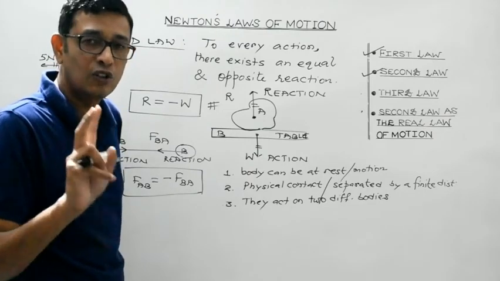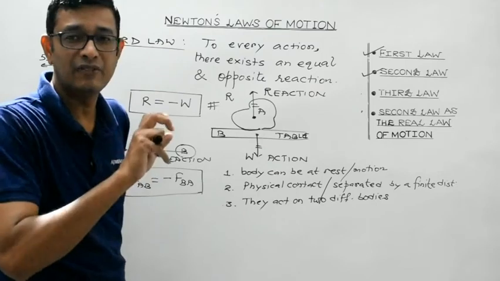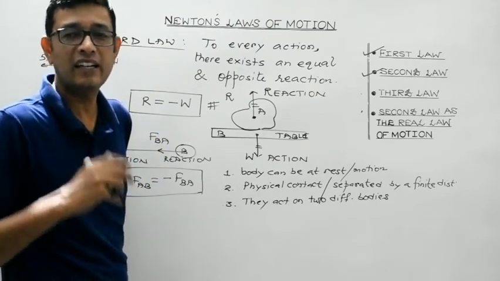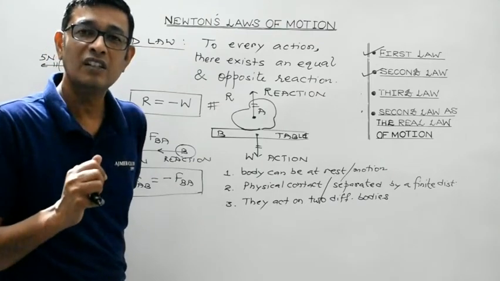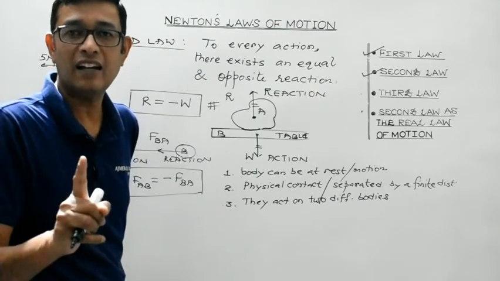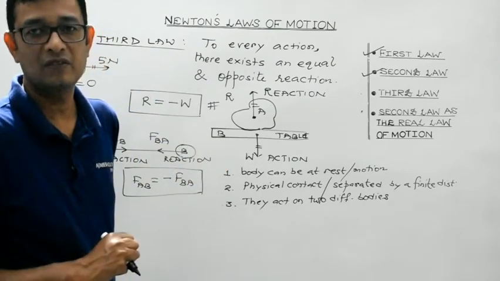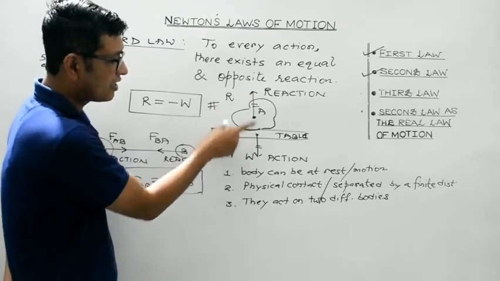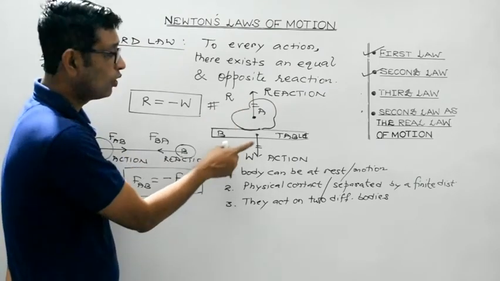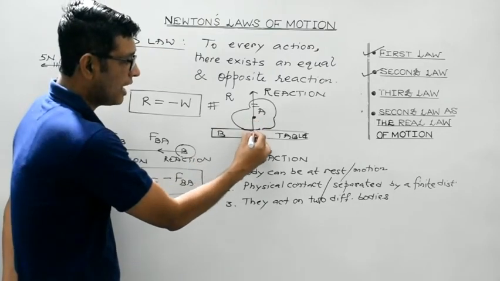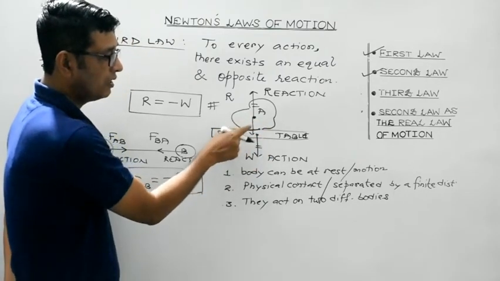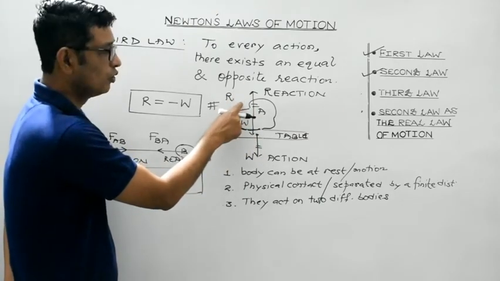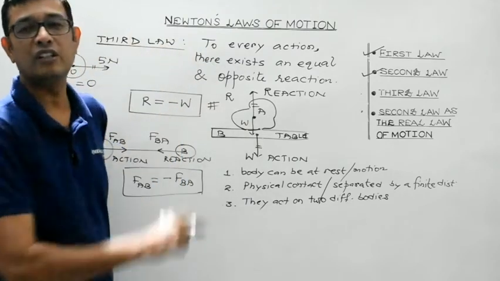Action and reaction, although they are equal and opposite, never tend to cancel out the effect of each other. They can never cancel out, because action and reaction always act on two different bodies. As I have explained here, the body A is at rest not because action and reaction are getting cancelled out, but because the weight of body A, which acts at this point, is getting balanced by the reaction force which is exerted by body B on body A.